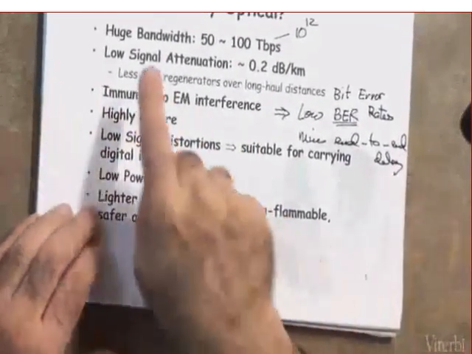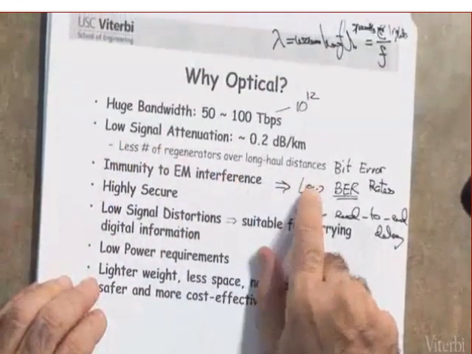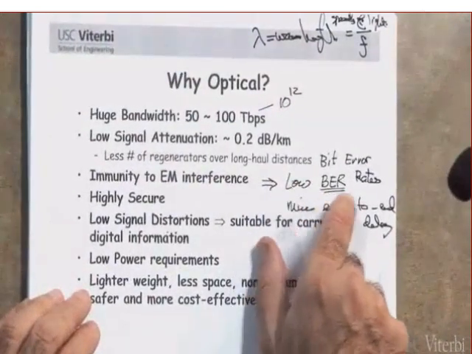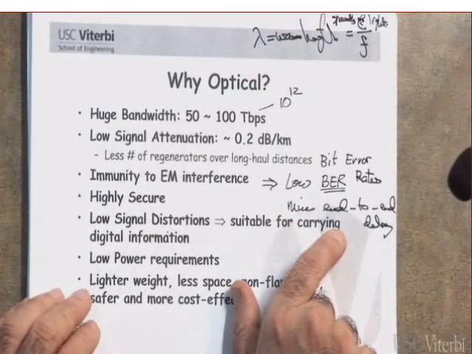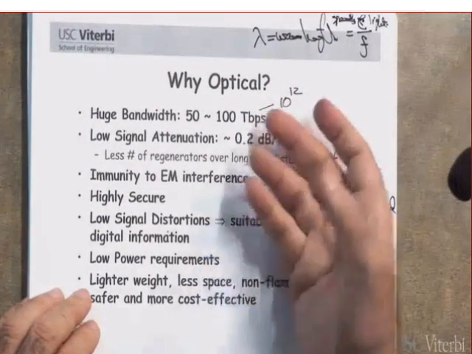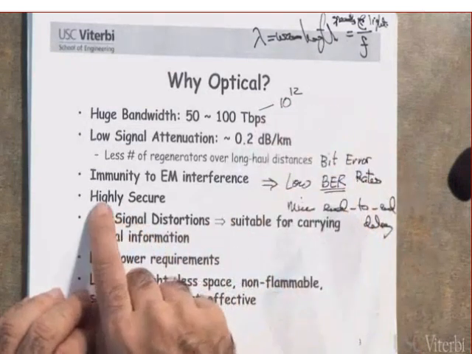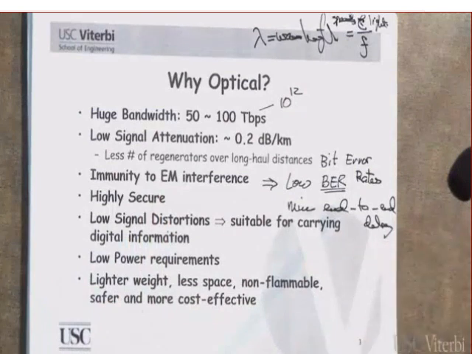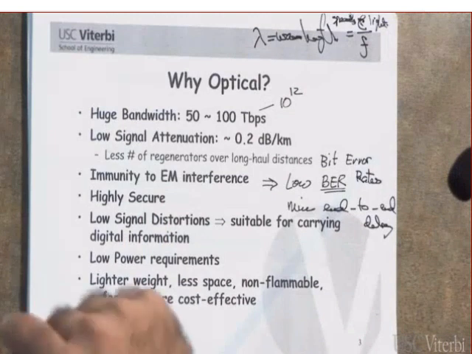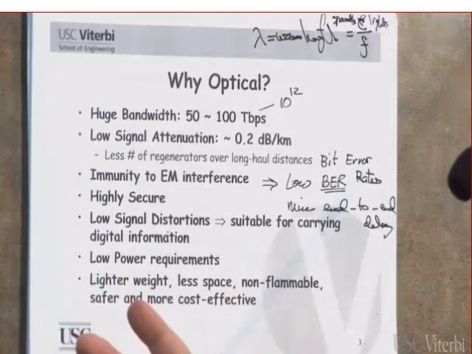Clear? Okay. So immunity to electromagnetic interference means that you will have low bit error rates and minimum end-to-end delay as well, because you are transmitting at an extremely high rate. Highly secure. Why is the fiber highly secure? It's very hard to tap into the fiber without breaking it. Did you get my point or not? When we talk about security, it means somebody is tapping on your line and stealing the signal.